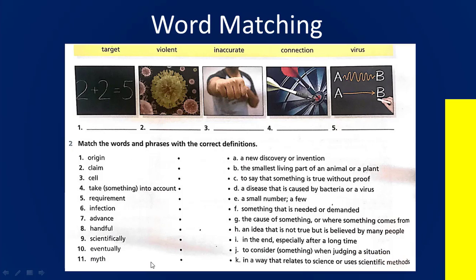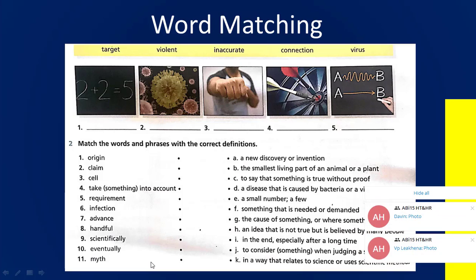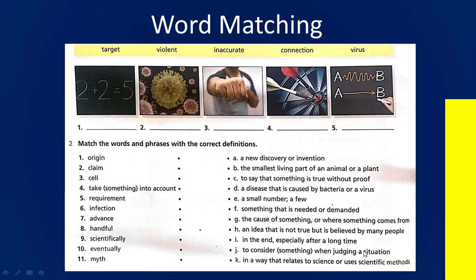And number 3, cell. So here I mean the letter B. Okay, the smallest living part of an animal or a plant. Cell. And number 4, take something into account. Take something into account, letter J, to consider something when judging a situation. Okay. The word requirement means demand or is needed. So number 5, letter F. Okay.